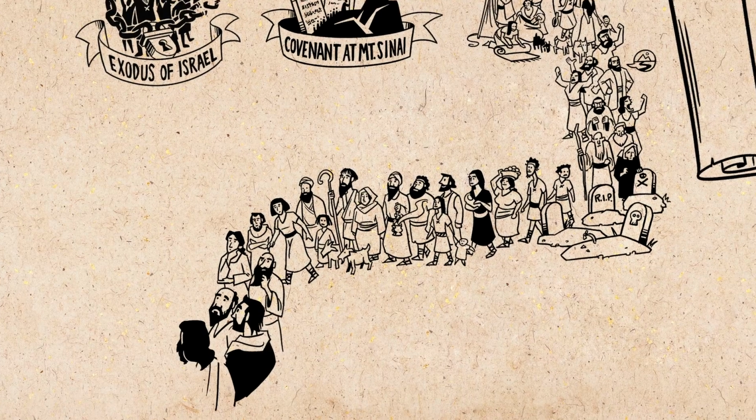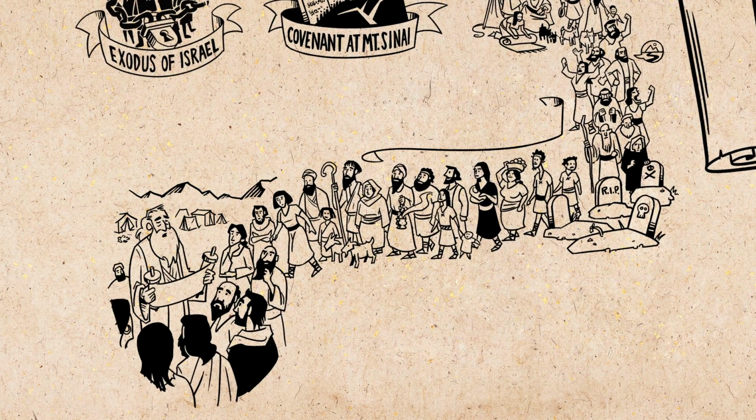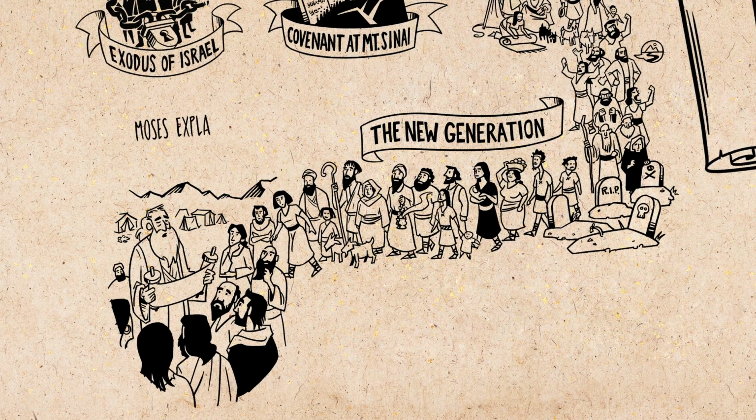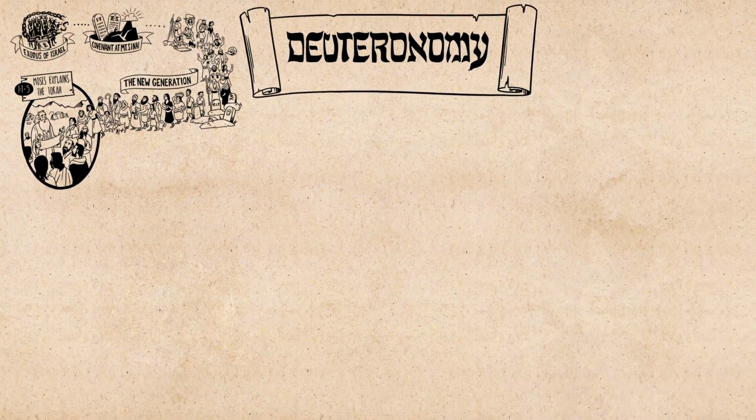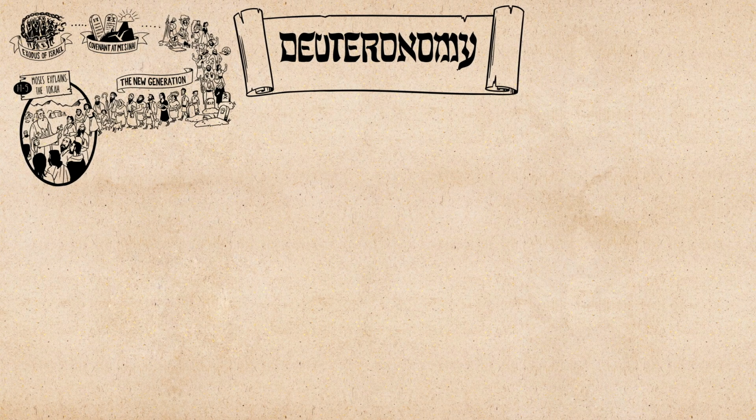And so Deuteronomy begins with Moses standing in front of this new generation, explaining the Torah. And it's from here that the design and purpose of the book unfolds. Deuteronomy is a series of speeches from Moses where he's calling the next generation of Israel to be faithful to the covenant with their God.